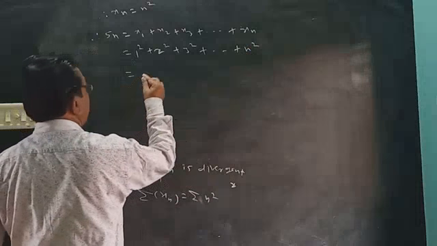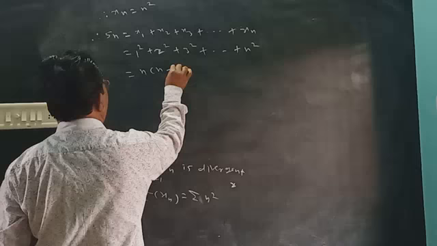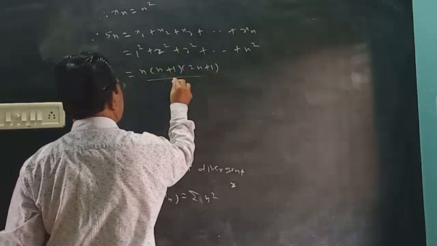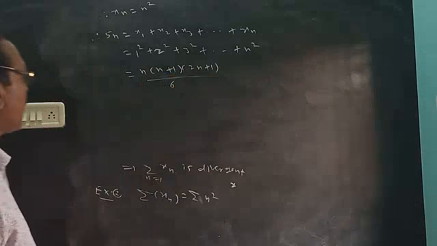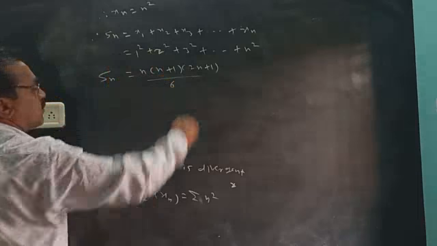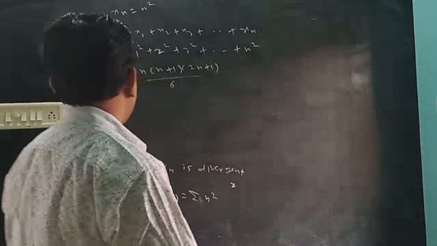So what is 1 square plus 2 square plus 3 square plus up to n square? By the mathematics formula, it is n into n plus 1 into 2n plus 1 divided by 6. That is a sum formula we know from high school level. Okay, now check the limit.